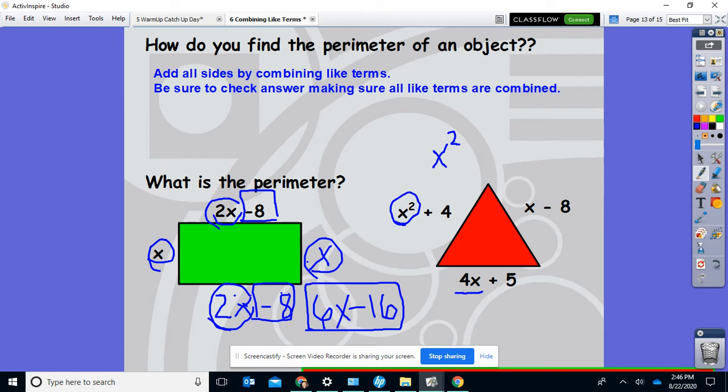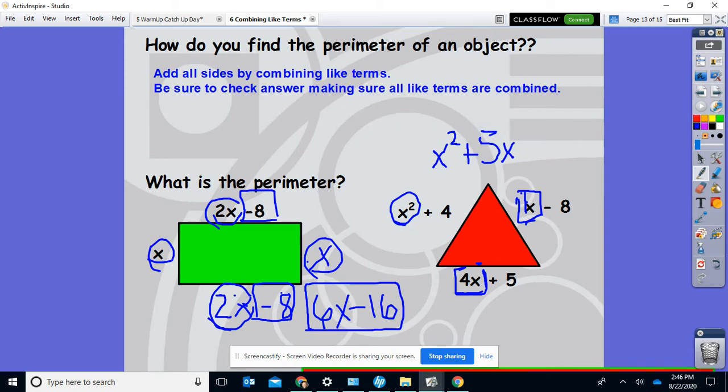Now let's look at x's. I'm going to put squares around everything that's got an x. So I've got x and 4x. Any other x's? No. So I've got 4x plus 1x. Remember, there's an understood 1 there. So 4x plus 1x is going to give me 5x.